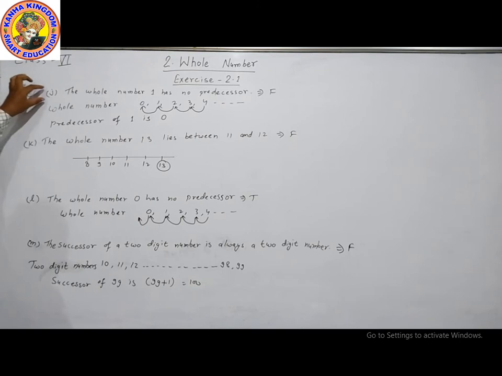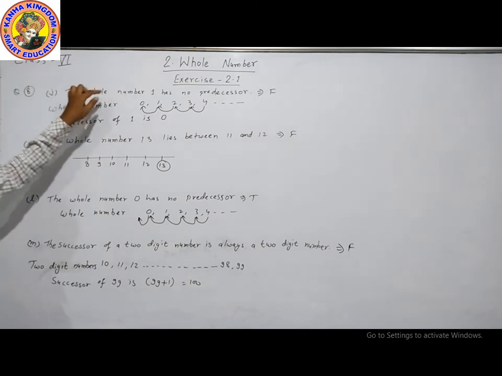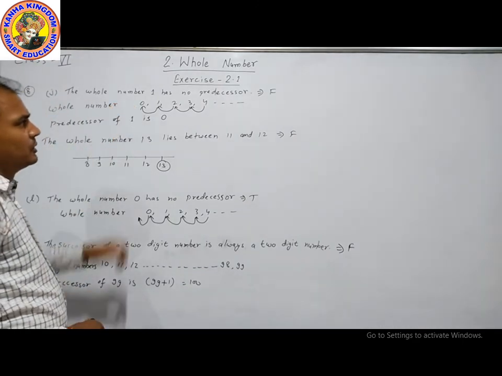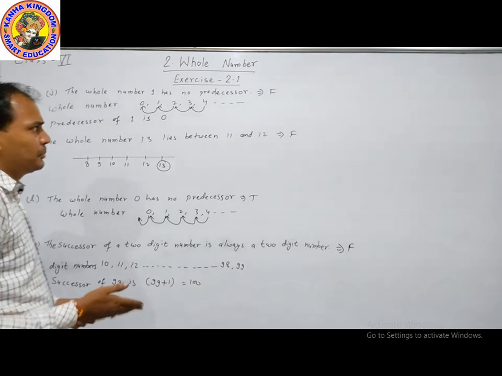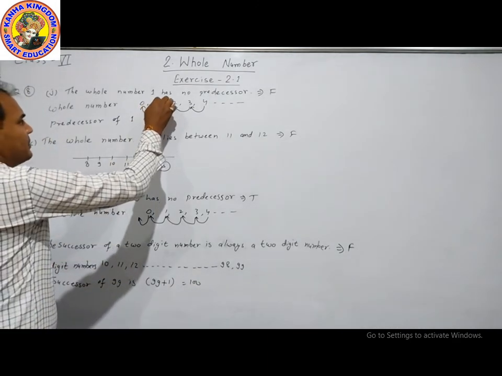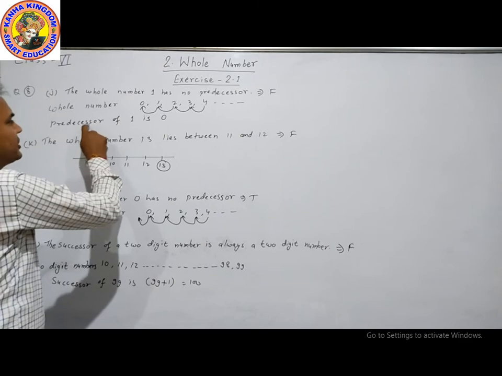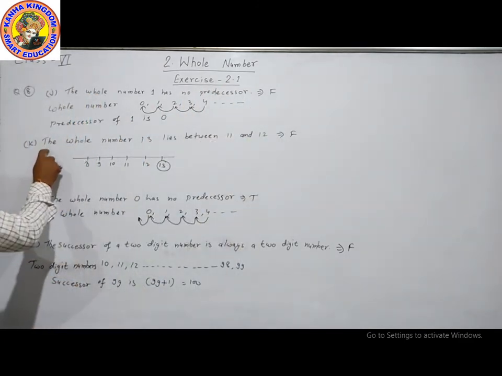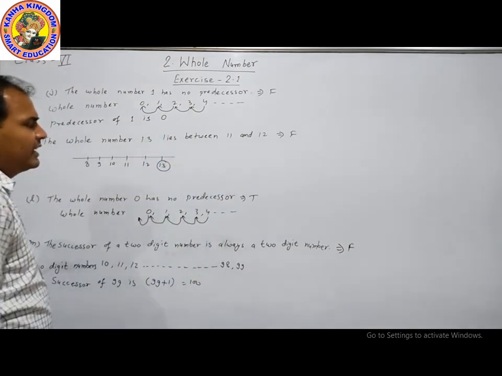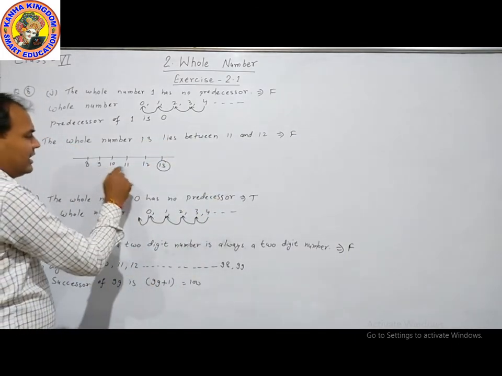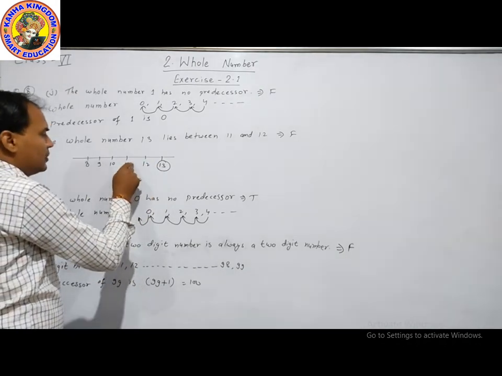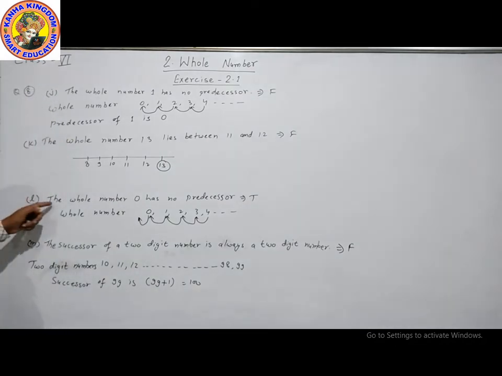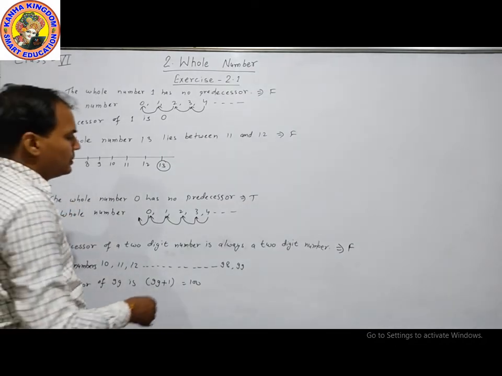Now take the question: the whole number 1 has no predecessor. Whole numbers start from 0. The predecessor is the previous number, so the predecessor of 1 is 0. So this statement is false. The whole number 13 lies between 11 and 12. This is a number line: 10, 11, 12, 13. 13 does not lie between 11 and 12. So the statement is false.